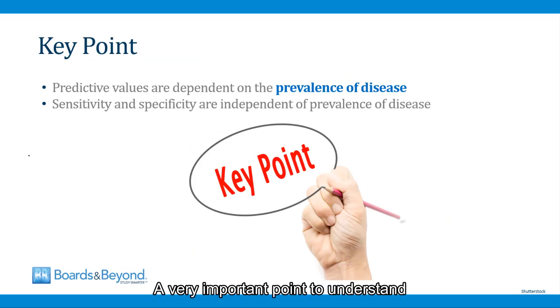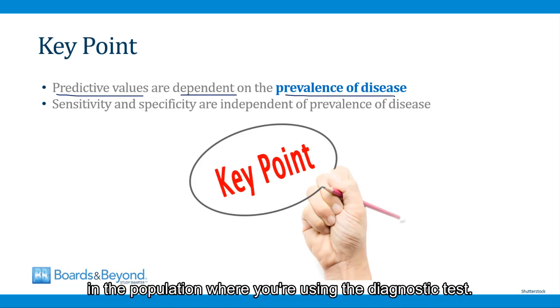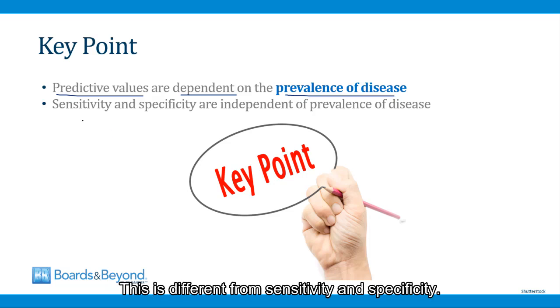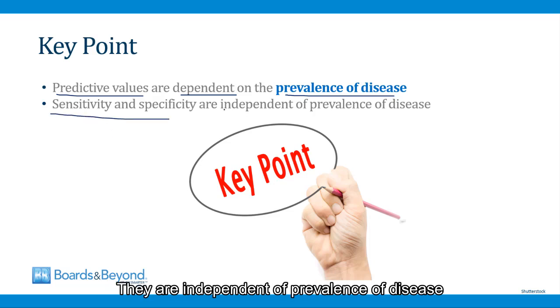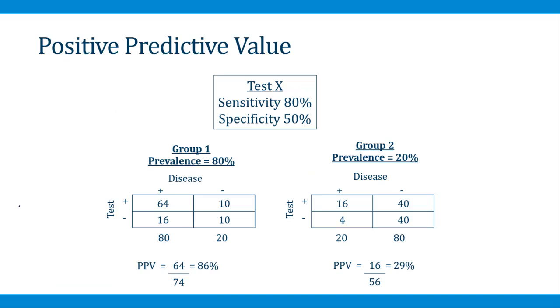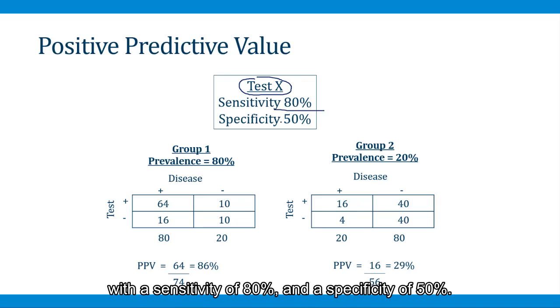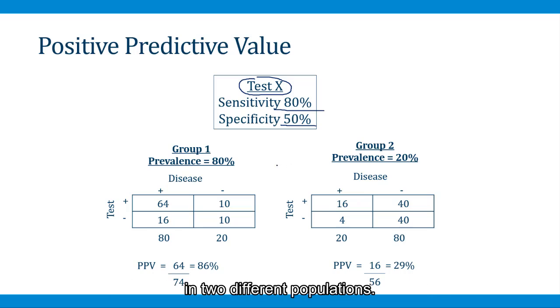A very important point to understand is that predictive values are dependent on the prevalence of disease in the population where you're using the diagnostic test. This is different from sensitivity and specificity. They are independent of prevalence of disease, but that is not true for positive and negative predictive values. To make this more clear, let's imagine we have a test called test X with a sensitivity of 80% and a specificity of 50%. And let's imagine that we're going to use it in two different populations.